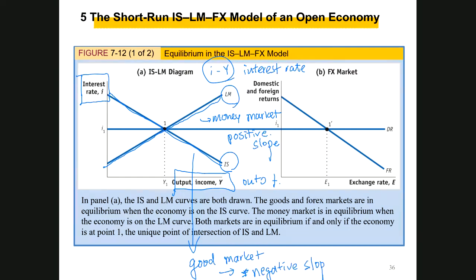Okay, and the foreign exchange market is the same, right? We are looking at the domestic return, which is the supply of the foreign exchange market, and the demand of the foreign exchange market is the foreign return. Their equilibrium will be the intersection point.